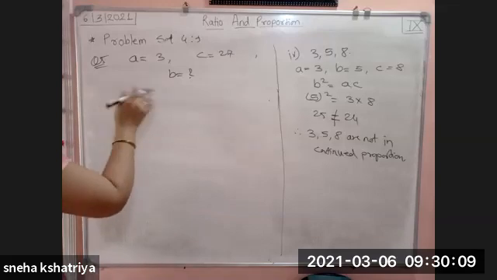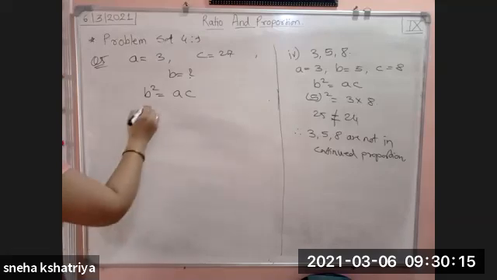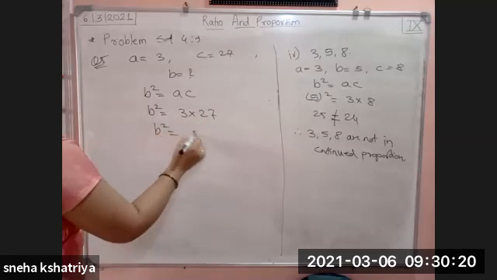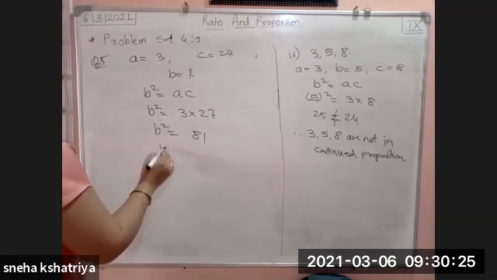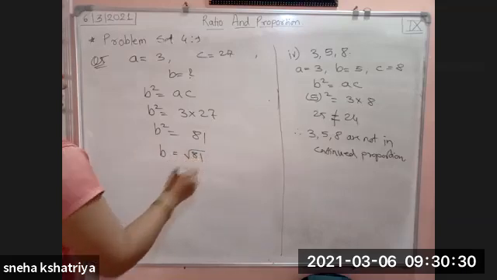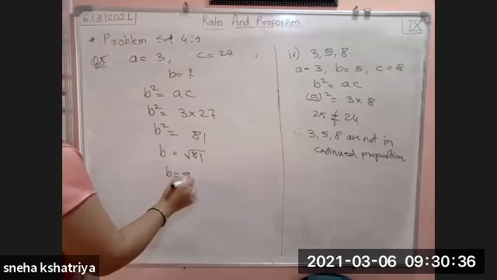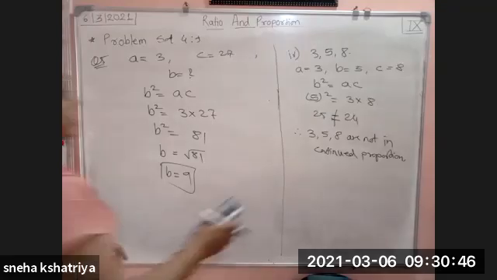Now, if they are in continued proportion, means they satisfy this condition. That is B square is equal to AC. So we will put the values 3 into 27. B square is equal to 81. 27 threes are 81. So we have to find the value of B. Put under root 81. It is 9. 9 nines are 81. So B is equal to 9. So the value of B is equal to 9. Okay. Question number 6.